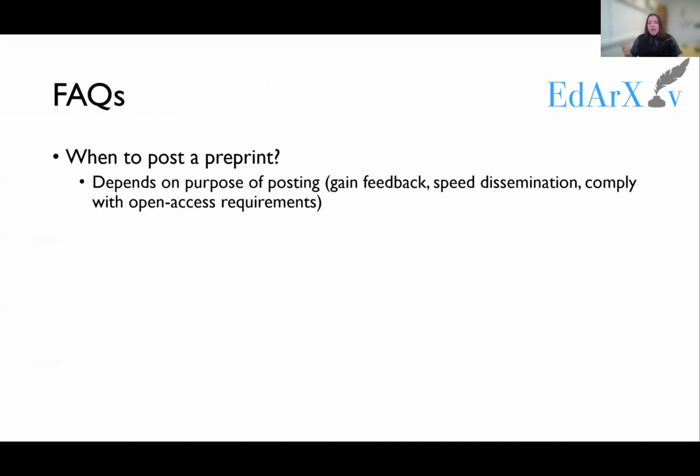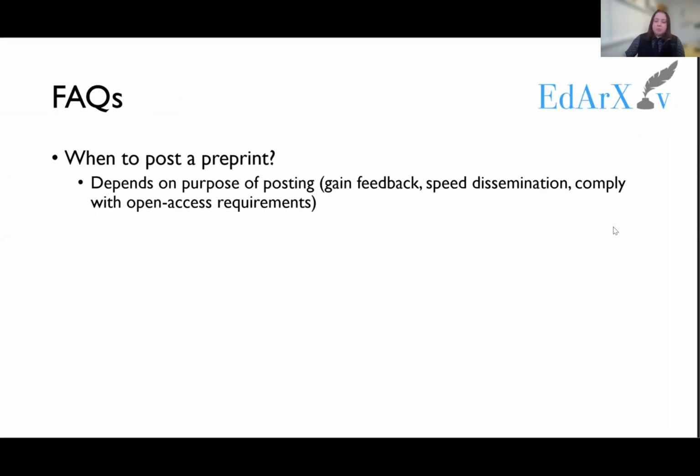Right, so frequently asked questions, and we've had a couple of these in the chat already, so I'll try and speed through the ones that I've already covered. When to post a preprint, it depends on what your purpose is of posting. If you want to get feedback, then post it early. If you're wanting to speed dissemination, you can post it early. If you're just posting it to make sure that it's open access, then you might just want to post it towards the end of the process. So it depends on really what you're looking for.